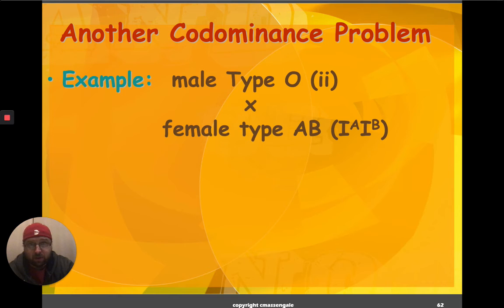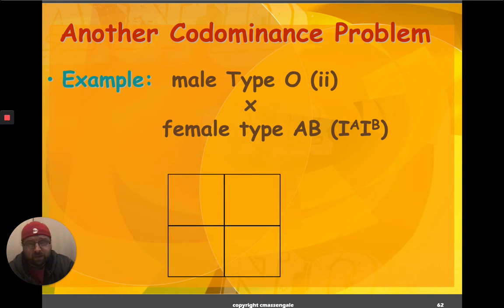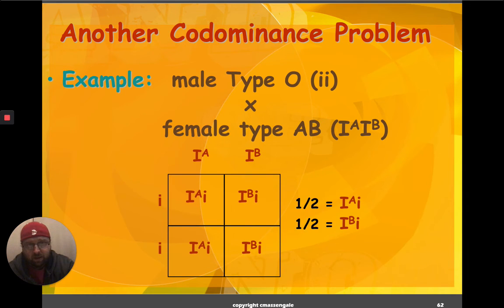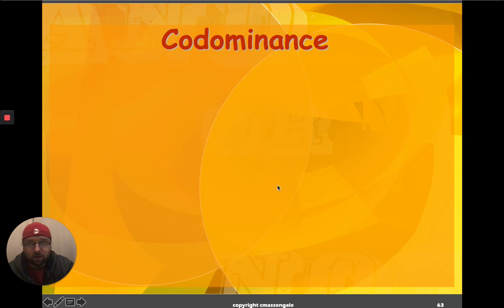So another codominance problem. We have a type O male and a female that's type AB. Again, the genotypes are in parentheses. Let's check out our Punnett square. We fill them in and complete our Punnett square. And what we see again is a 50-50 shot at type A blood or type B blood. So the father could donate blood to either of the children. The children could not donate blood back to their father. But any way the children would shape out, they would be able to donate blood back to their mother.